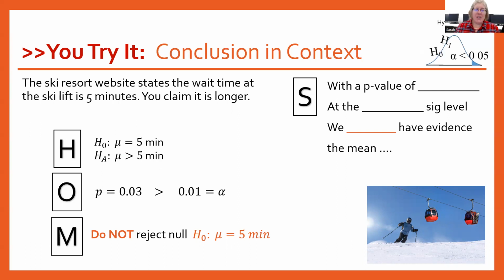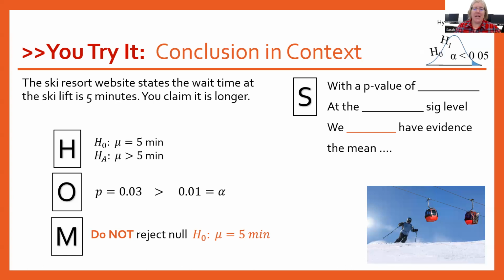The scenario in this one is the ski resort website says the wait time for the ski lift is 5 minutes, and you claim it's longer. So our null hypothesis is that the population mean mu is equal to 5 minutes. And our alternative is that that mean is greater than 5 minutes. We have a p-value that was calculated at 3%, and we were given a 1% alpha. So that p-value is bigger than our significance level, meaning that we do not reject the null.